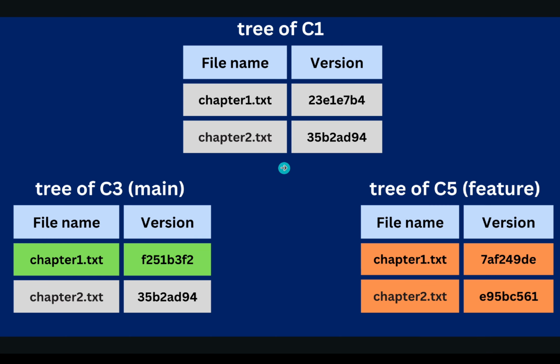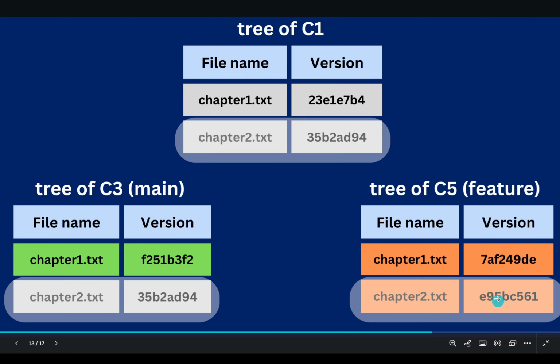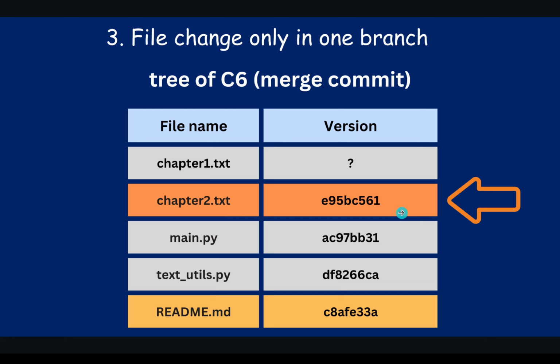So here I have the shortened versions of the tree for the C1 commit, the merge base, as well as the main branch and the feature branch. And for the chapter 2 file, Git will quickly see that the version is the same in the main branch and it has only been changed in the feature branch. This case is also quite simple. Git will just say, okay, you have only changed this file in the feature branch, so I'm going to use that version. So basically it will use the version from the feature branch.